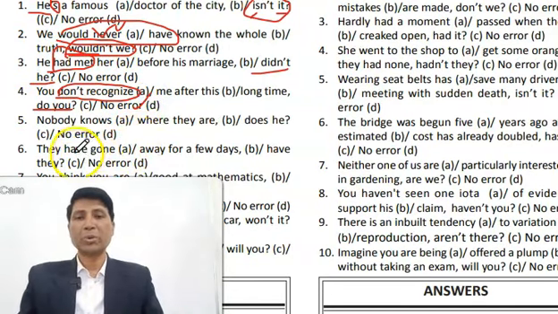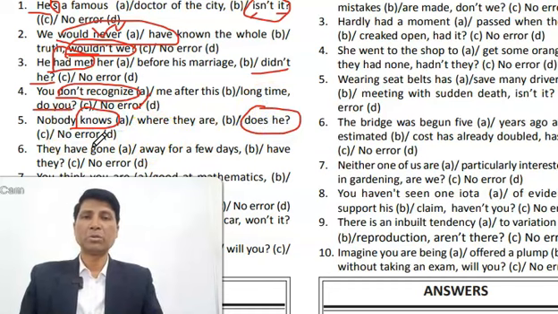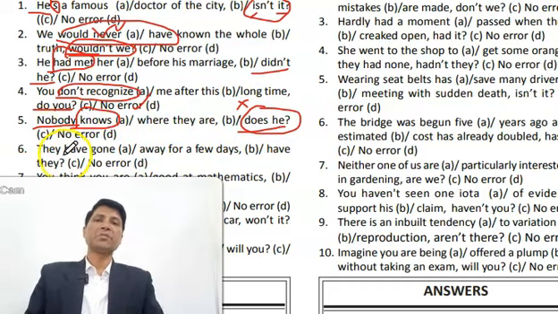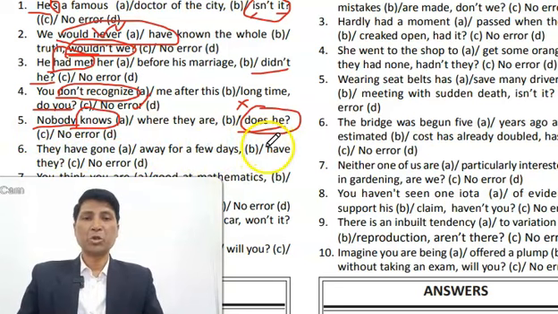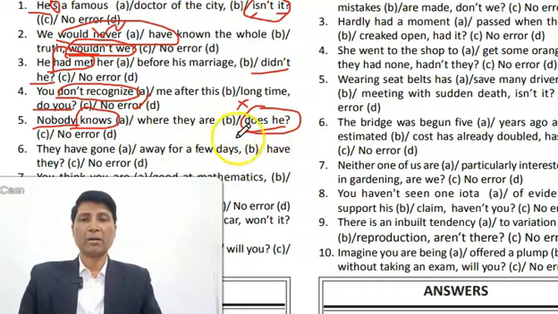Nobody knows where they are, does he? Again, the given verb knows is in the simple present tense and the tag has also been formed using does. But is it correct? Answer is no. The tag is not correct because the subject of the main statement is a negative pronoun, nobody. Therefore, it should be positive. So, nobody knows where they are, does he?